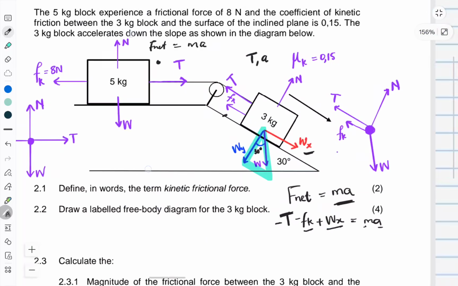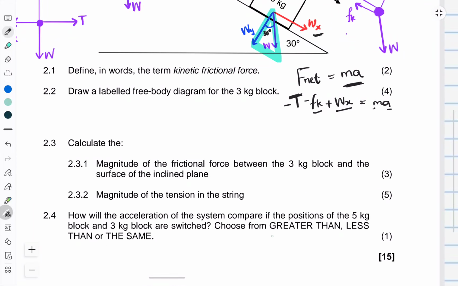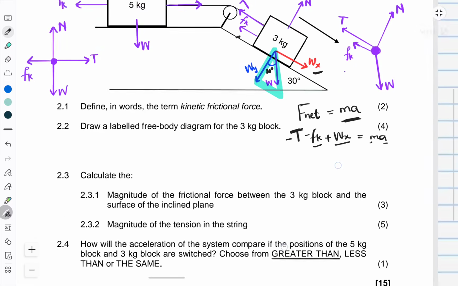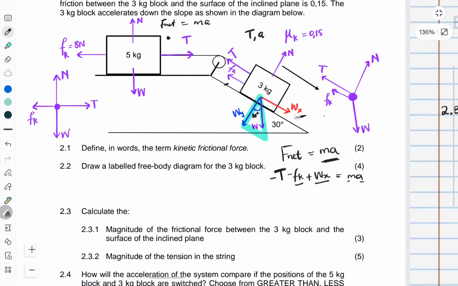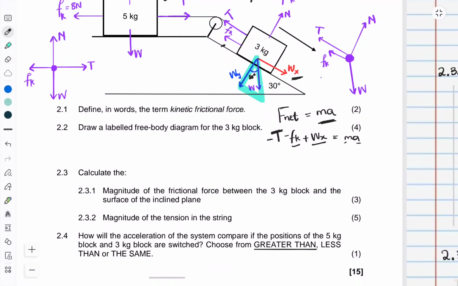So the obvious answer here is it's going to be greater than. But why? It's because the driving force, if I can call it that, which is the Wx, right? That's the force that's causing this thing to slide downwards. It will be greater for the 5 kilogram block compared to the one for the 3 kilogram block. So let me show you what I mean.